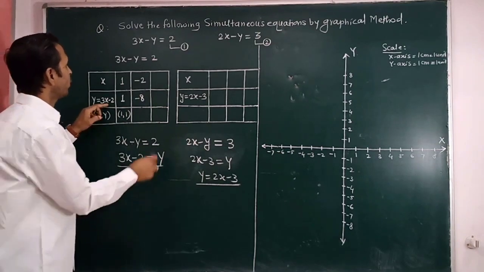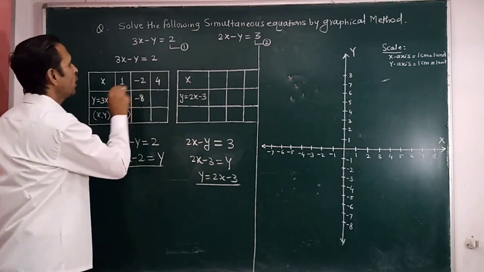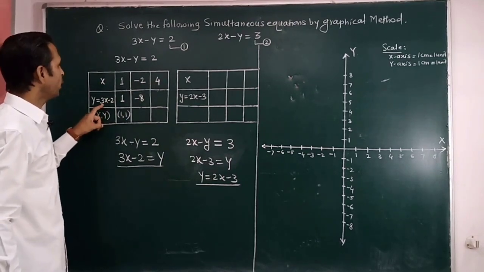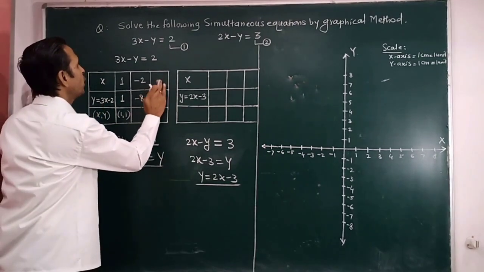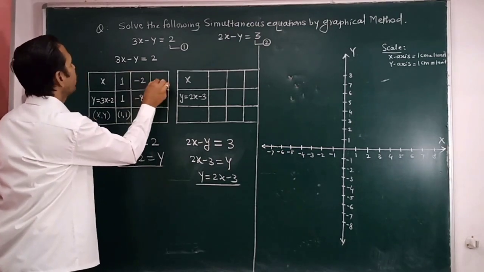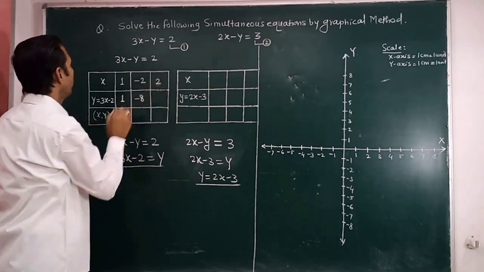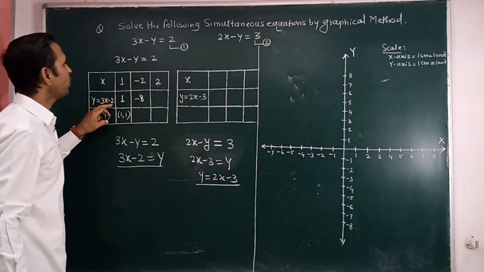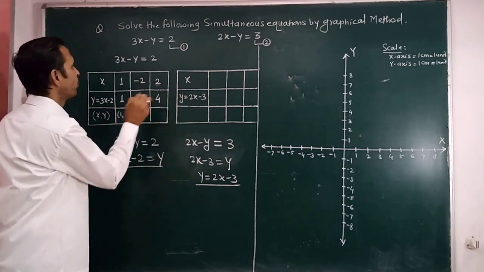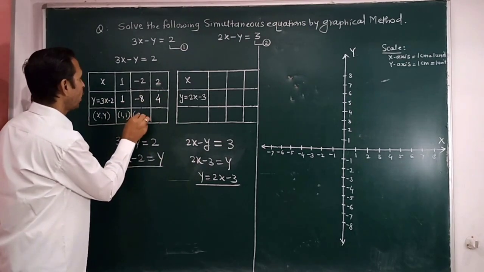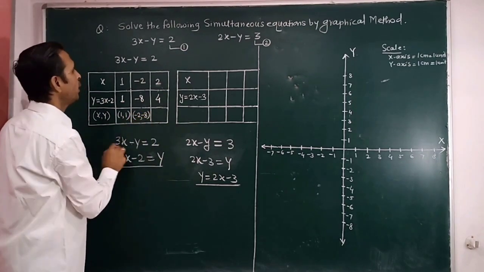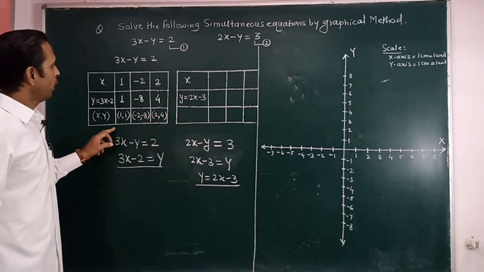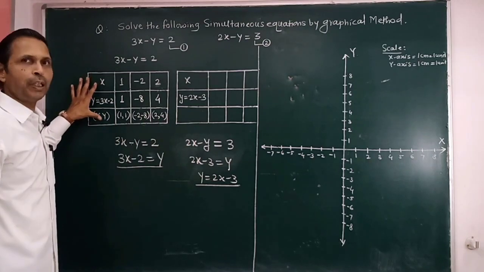Then again take the next value, that is, take the value of x equal to 4 here. 4 into 3 is 12, or take the smallest value. We can take the value 2, suppose, means 2 into 3 is 6. 6 minus 2 is 4. And that's why the coordinates are minus 2 comma minus 8 and 2 comma 4. Now in this way the table will be completed here.